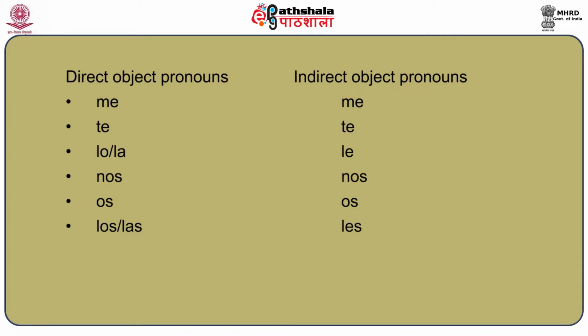The indirect object pronouns in Spanish are me, te, le, nos, os, les. Unlike what we have seen in the direct object pronouns, where the third person singular and third person plural change according to the gender, in indirect object pronouns, it remains same. So, the third person singular remains le for both the genders, as well as the third person plural remains same, that is les, for both the genders.